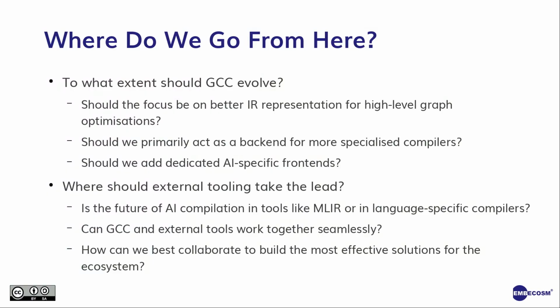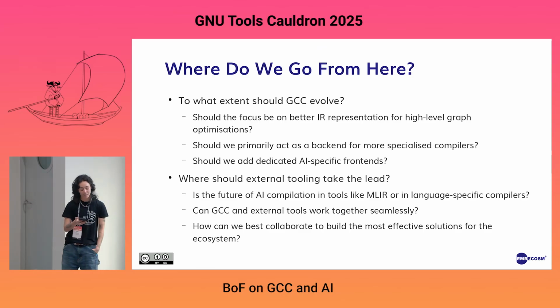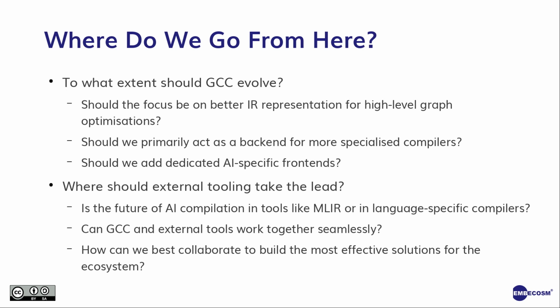We also kind of covered this already, but to what extent should GCC evolve for AI? It doesn't need to be a full-stack AI compiler, but it could act as a backend, or you could add dedicated front ends for AI. I don't know if there's anything to add on that. I think we probably covered it.